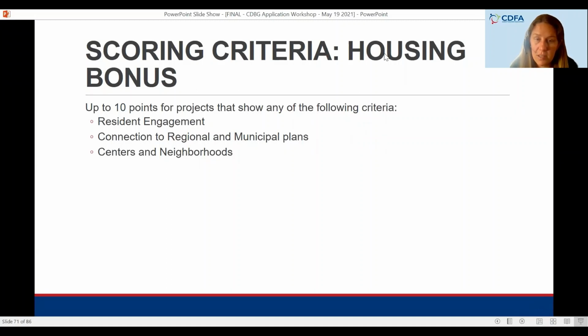Are there any questions about the housing scoring? Not seeing any currently in the chat or the Q&A.